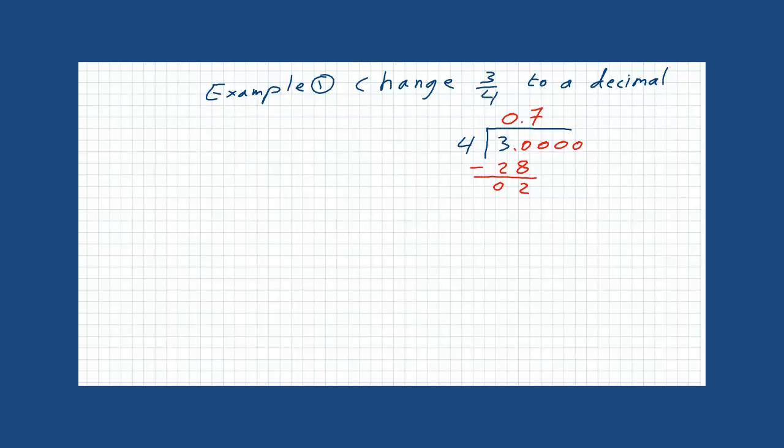Bring down the 0. 20 divided by 4 is 5. 5 times 4 is 20, and the remainder is 0. So the division finishes. I can say that 3/4 is equal to 75/100.